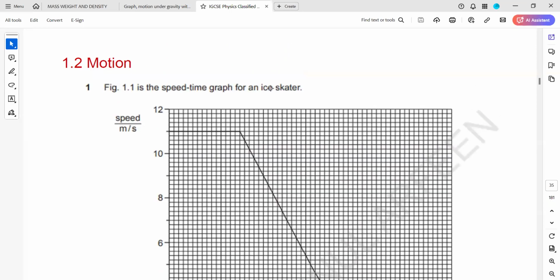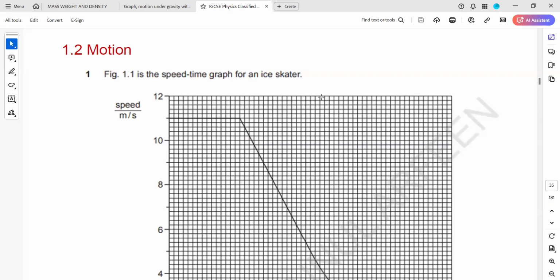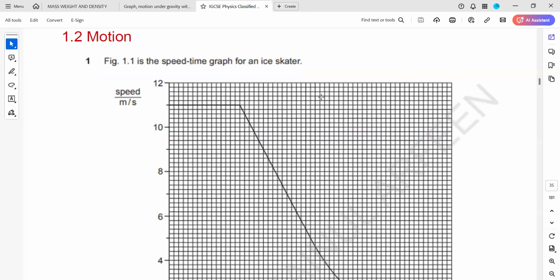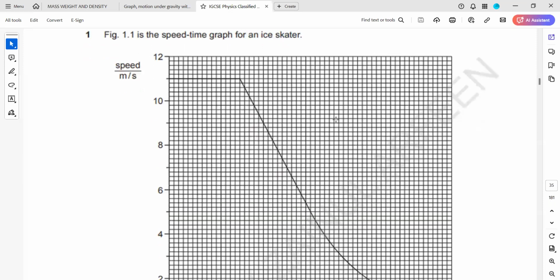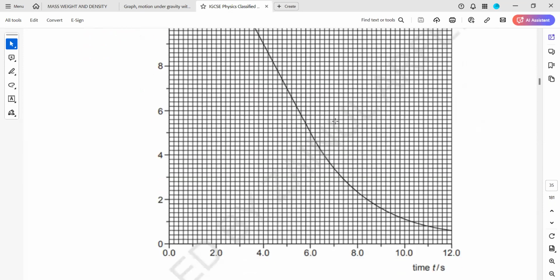Figure 1.2, motion is there. Figure 1.2, the question is related to the motion of an object. Figure 1.1 is a speed time graph for an ice skater. Okay, so this is a speed time graph.